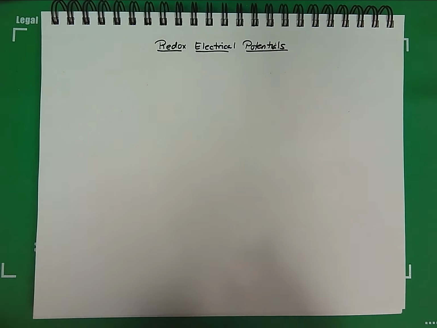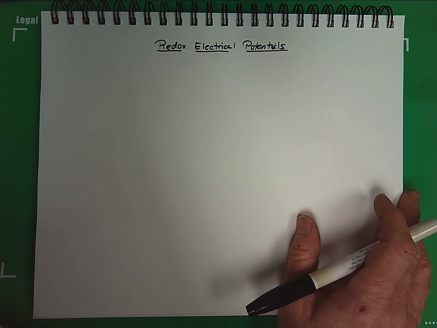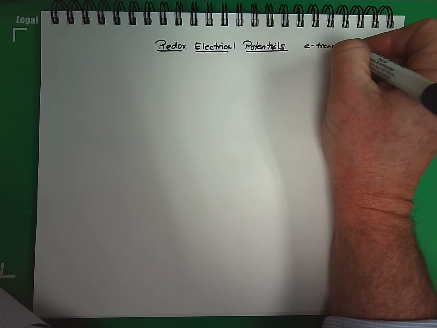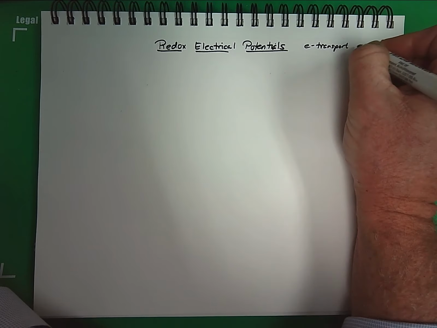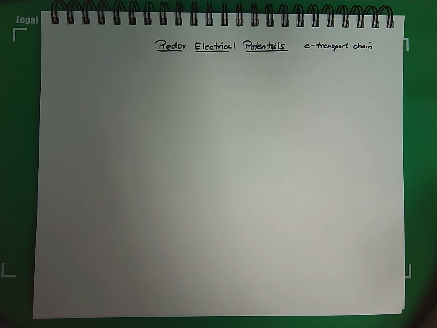Okay, in this video we are going to be looking at the redox electrical potentials of the electron transport chain. Now, movement of electrons in the electron transport chain is a very unique chemical reaction. Up to this point, we've been talking about chemical reactions and free energy changes.